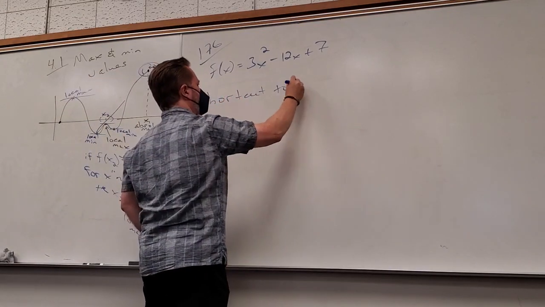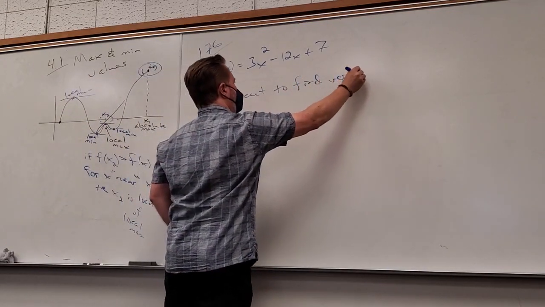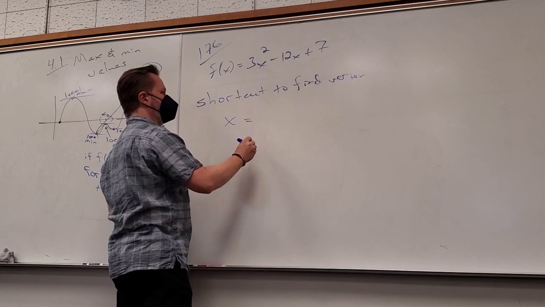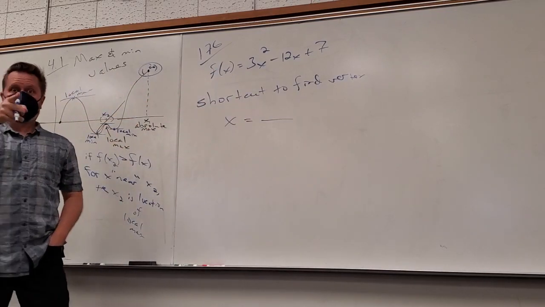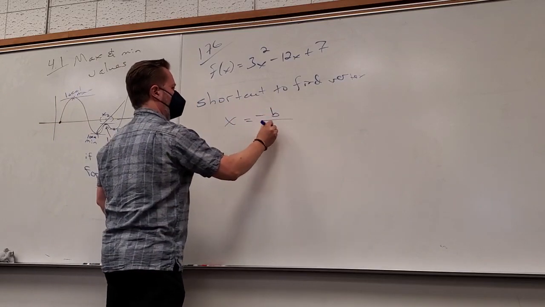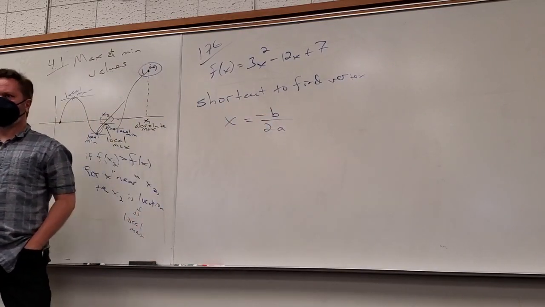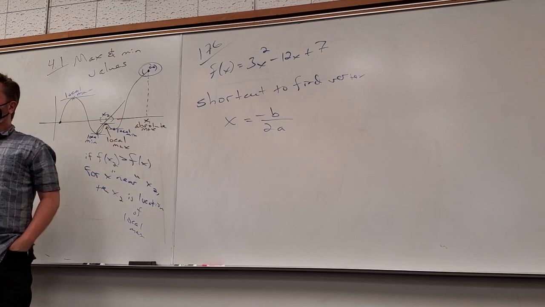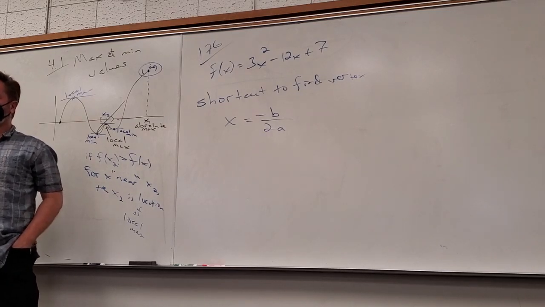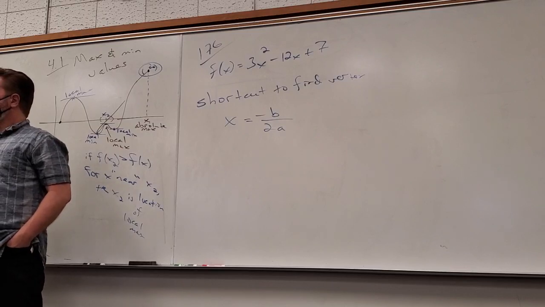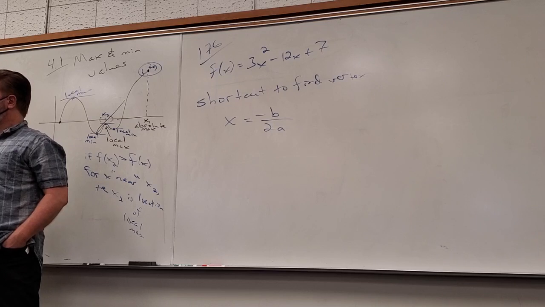What's the shortcut to find a vertex? Does anyone remember? It was x equals, and it was a ratio: negative b divided by 2a. Yeah, negative b over 2a. Does that sound familiar to anybody else? It looks a little bit like the quadratic formula.